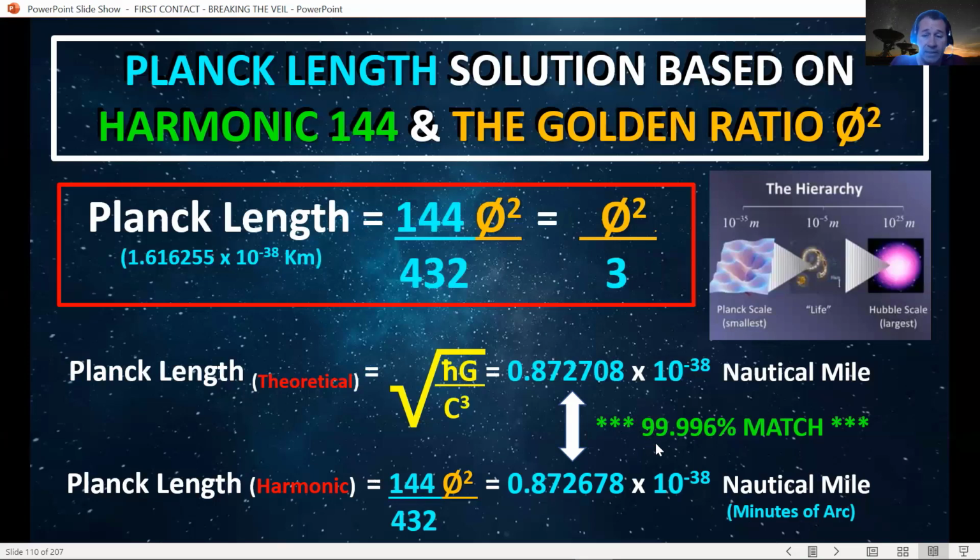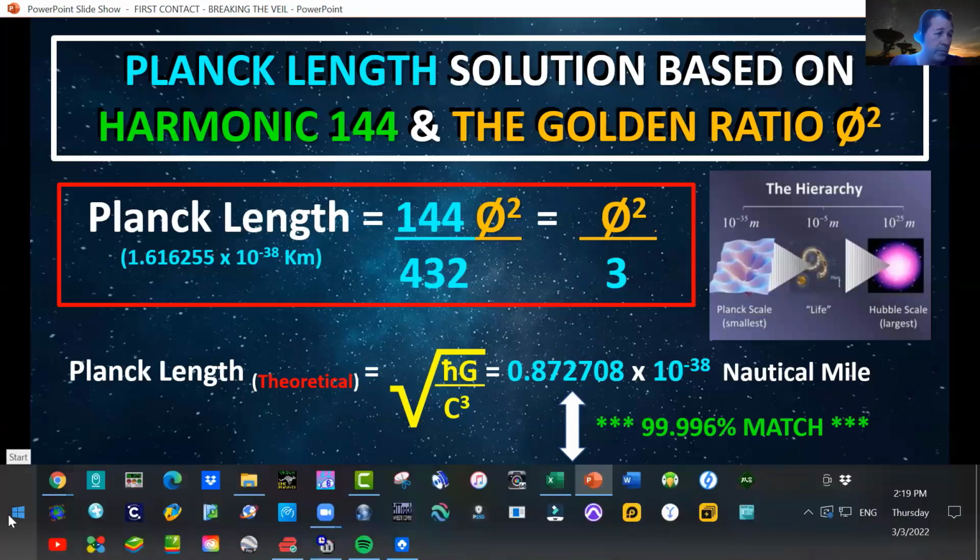So the match is at 99.996% between the theoretical Planck length and the Planck length calculated using the harmonics that I described here, these fundamental harmonics. Now, obviously, we can reduce and simplify this equation a little bit. 144 divided by 432 is 1/3, because 432 is exactly 3 times 144. So essentially, the Planck length, once expressed in terms of harmonic mathematics, can be reduced to the golden ratio squared divided by 3.